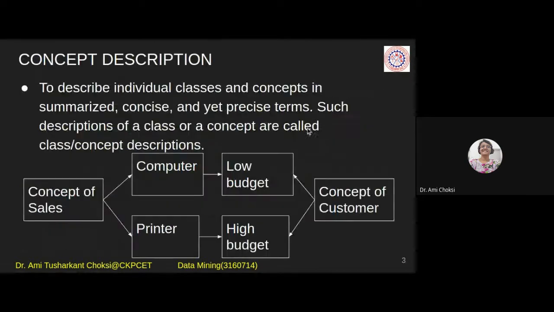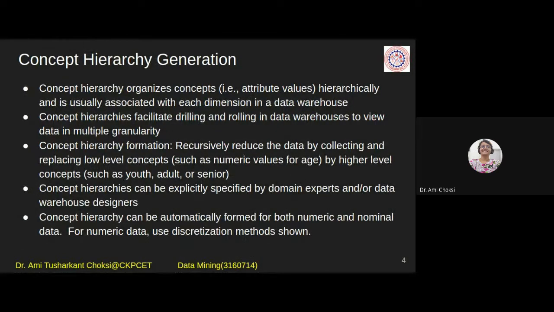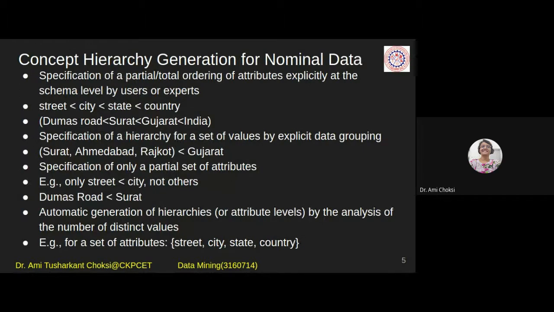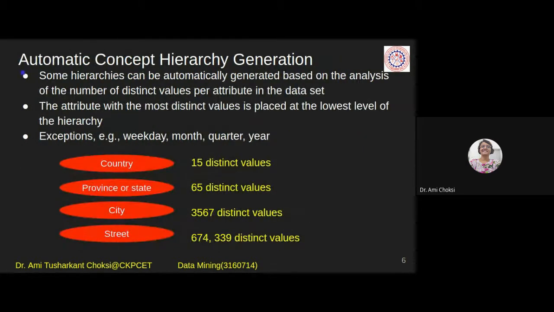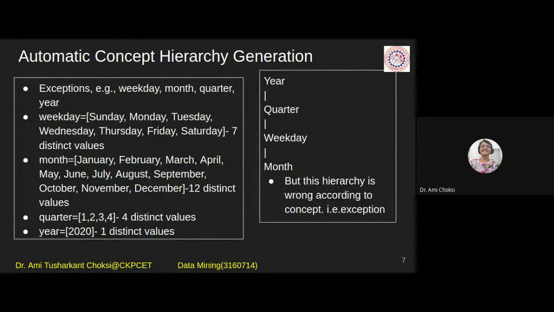We are learning chapter 3, that is concept description and association rule mining. Concept description we have talked of. Then concept hierarchy generation, that is also we have seen. This is a typical example of it. Automatic concept hierarchy generation and its exception also we have seen.